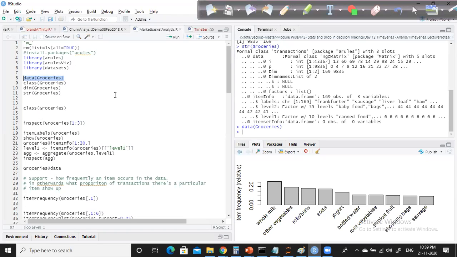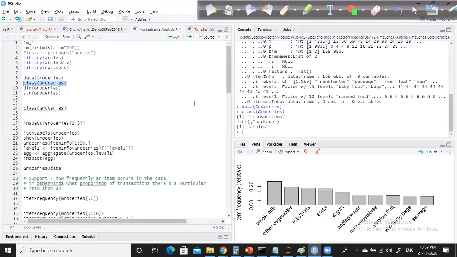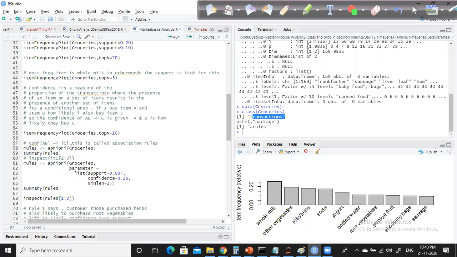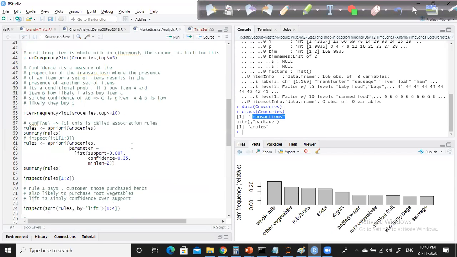If I use data groceries and class, if you look at this, it tells you very clearly it is a transactions data type. So far, you learned about the data frame, series, that kind of thing. There is something else called transactions. If the data type is a transactions data type, then applying association rules on that type of data is very much possible. And with that, you can use the apriori function to find out the most frequently purchased items.